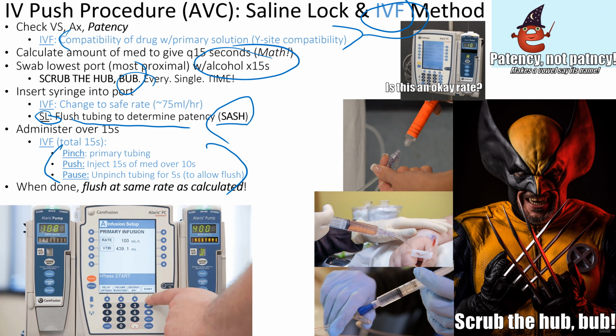So if you calculate that we're giving 0.5 mLs over 15 seconds, instead you're going to give 0.5 mLs over 10 seconds, and then let the pump flush for 5 seconds.